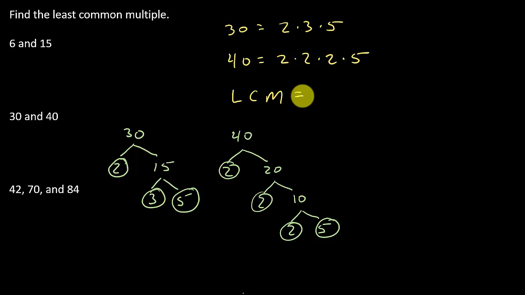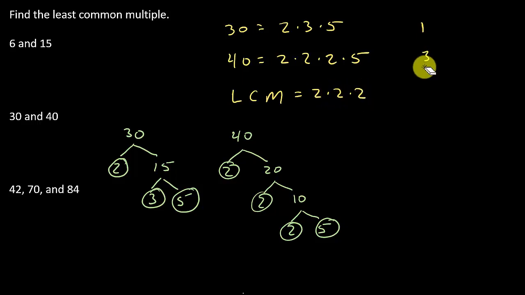All right. So we look at each different factor. Let's look at the 2's first. So here, the 2's appear what? 1 time. Down here, the 2's appear 3 times. Well, the most it appears in one of them is 3 times, so we use it 3 times. So that's 2 times 2 times 2.